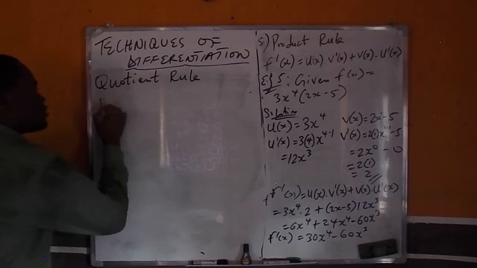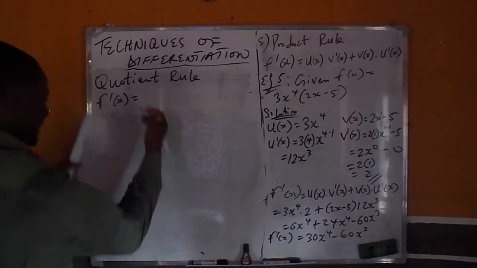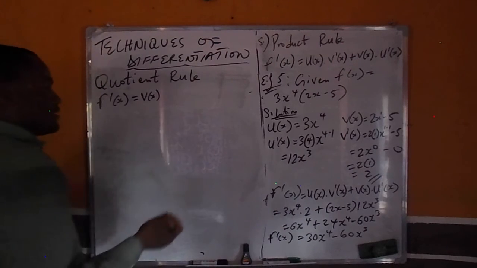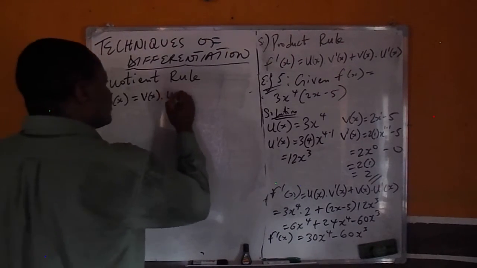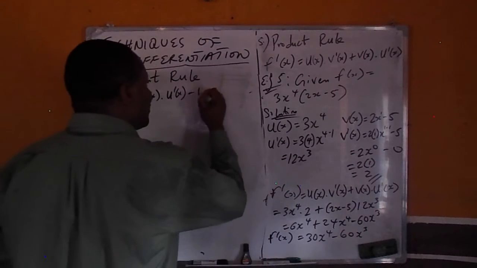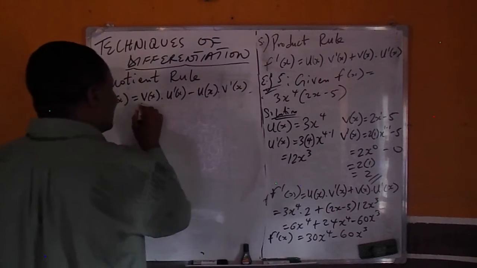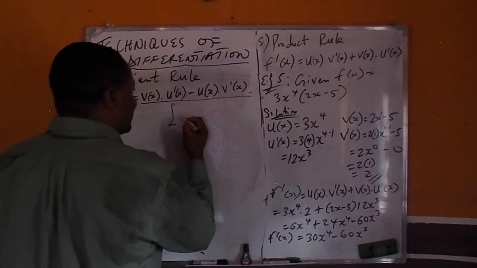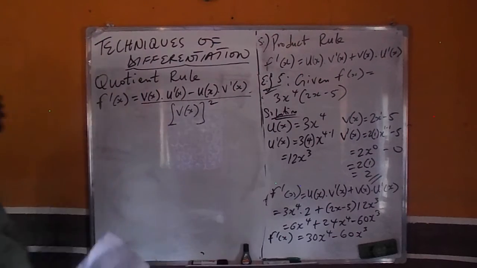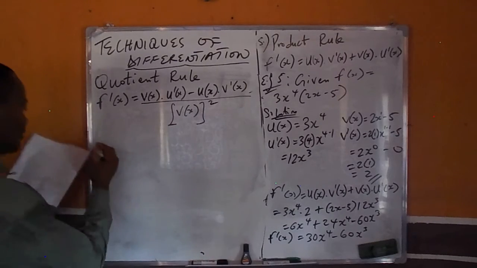The formula to be used in quotient rule is f of x equals to, you write down the formula saying: this is u, this is v of x, v of x dot u prime x, minus u of x dot v prime x, divided by v of x raised to power 2. This is the formula to be used under quotient rule. Let's take a question.